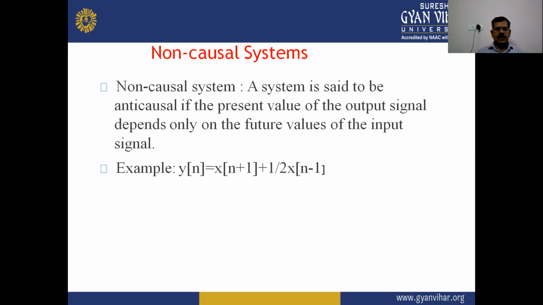Next one is the non-causal system. A system is said to be anti-causal if the present value of the output signal depends only on the future values of the input signal. So here the example is y[n] = x[n+1] + 1/2 x[n-1].